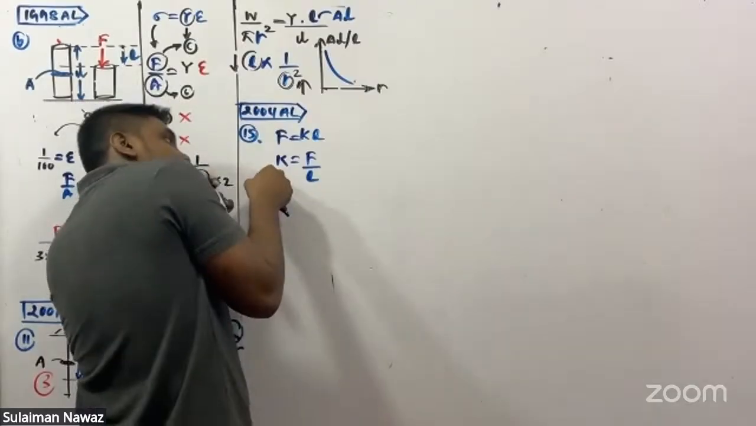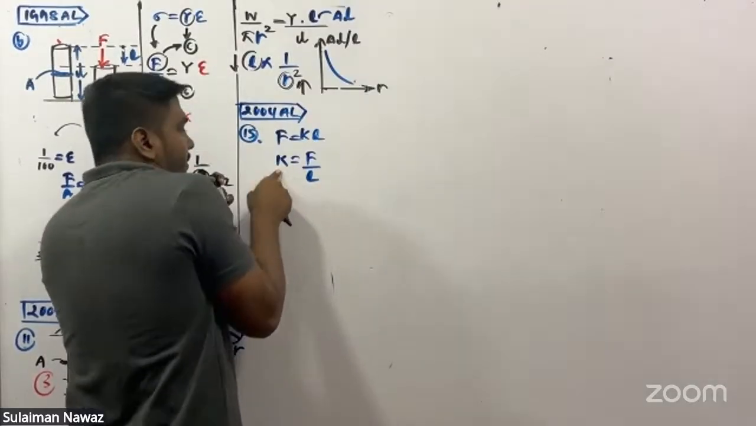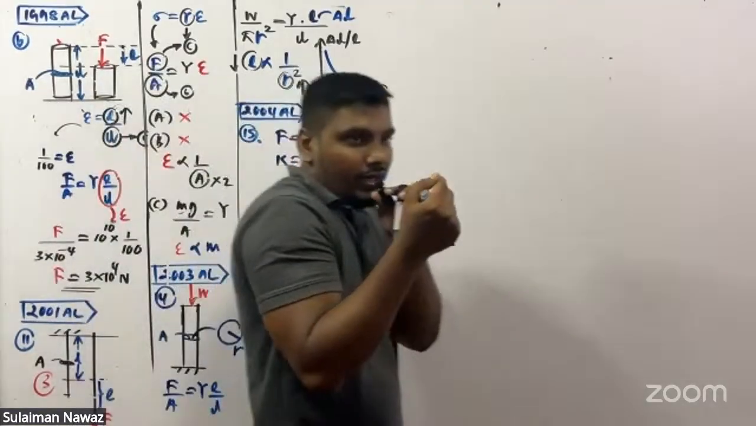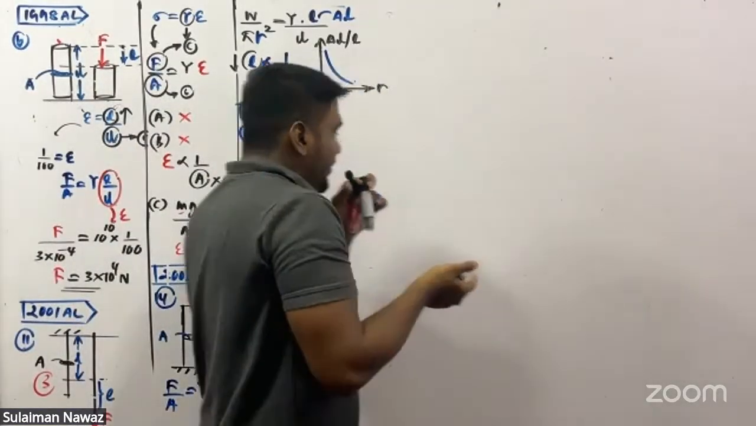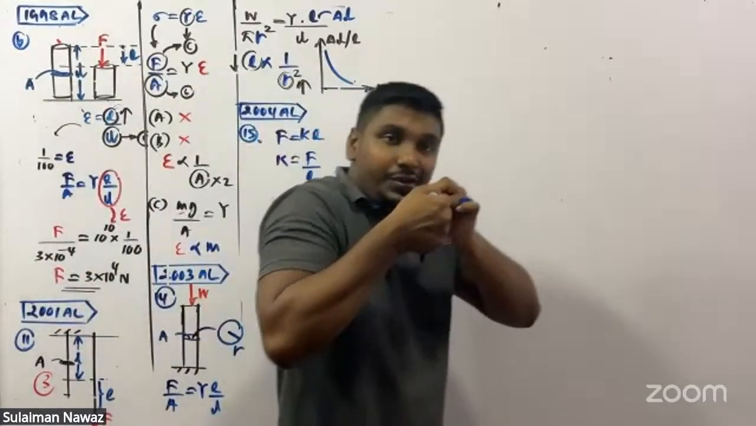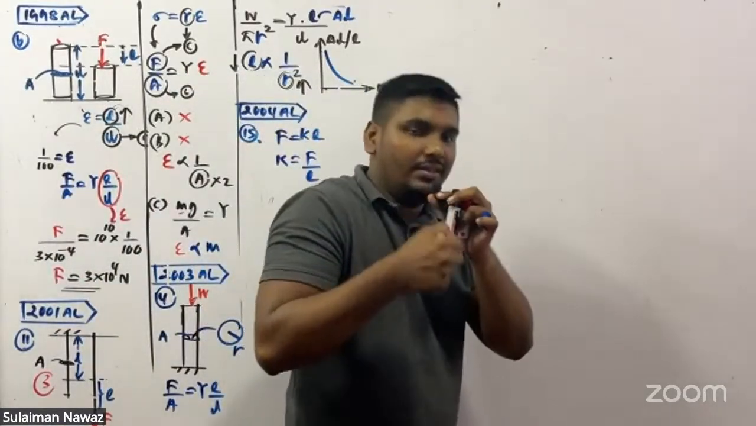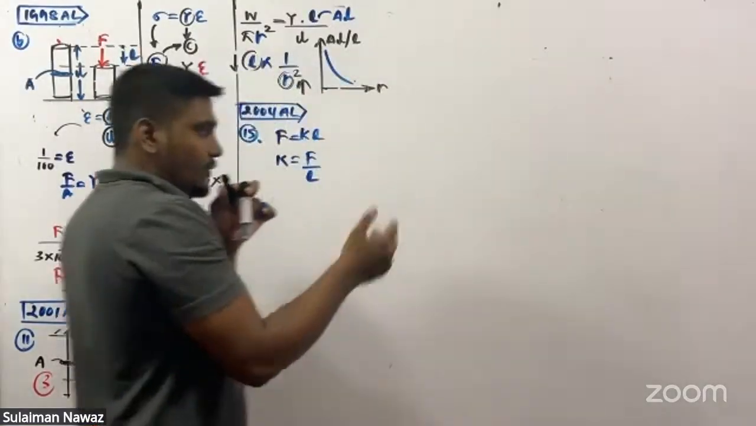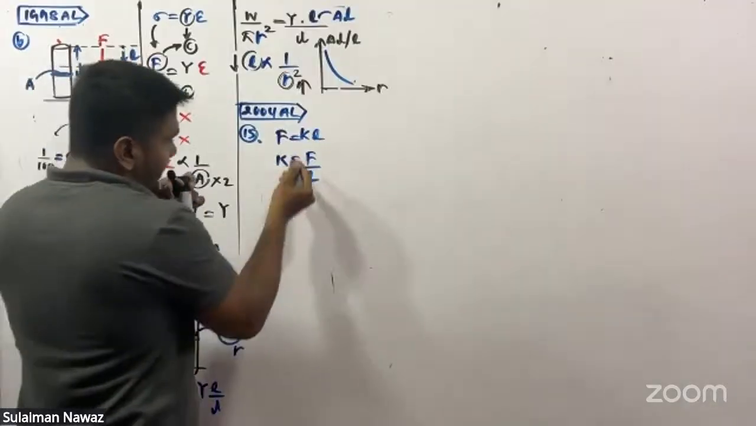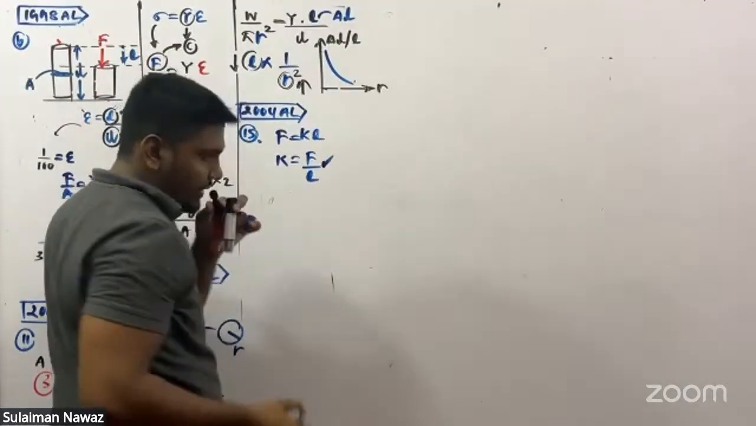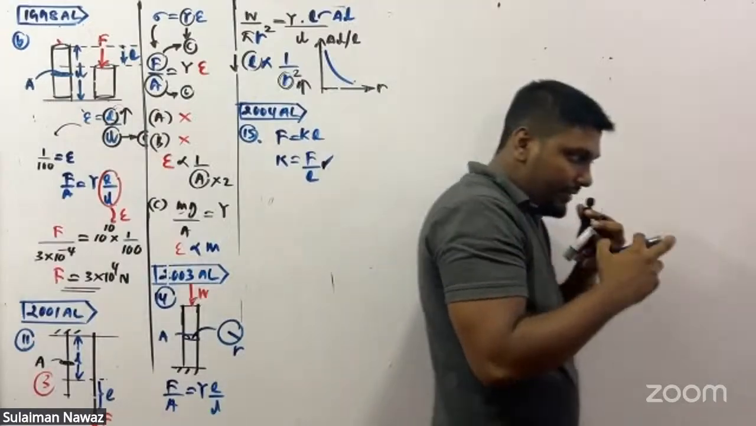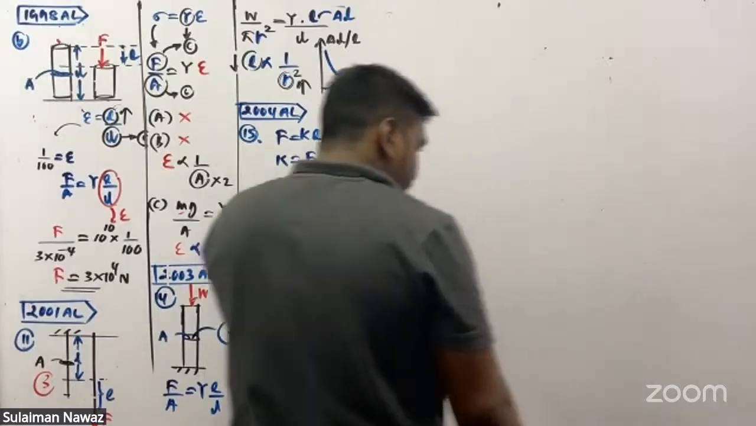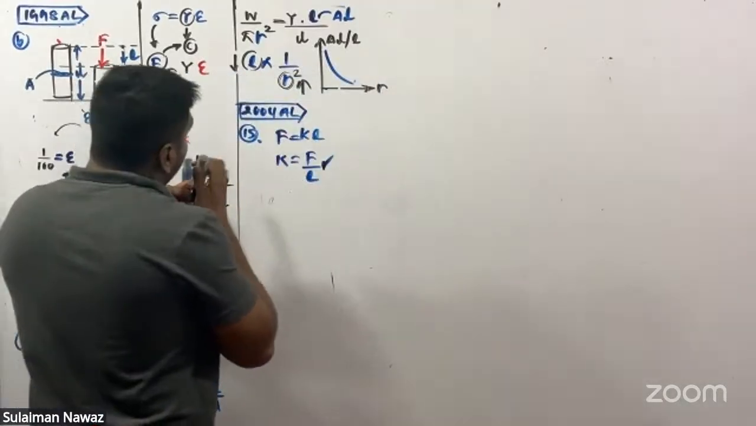Can you define what K is? Force constant means the force required to have a unit extension or unit compression, the force per unit length. That is K. Now they are asking, consider the following statements made about the force constant. They have given three statements A, B, C.